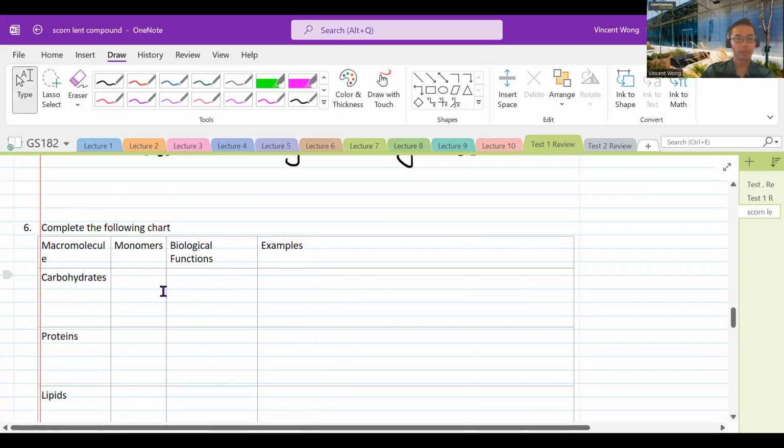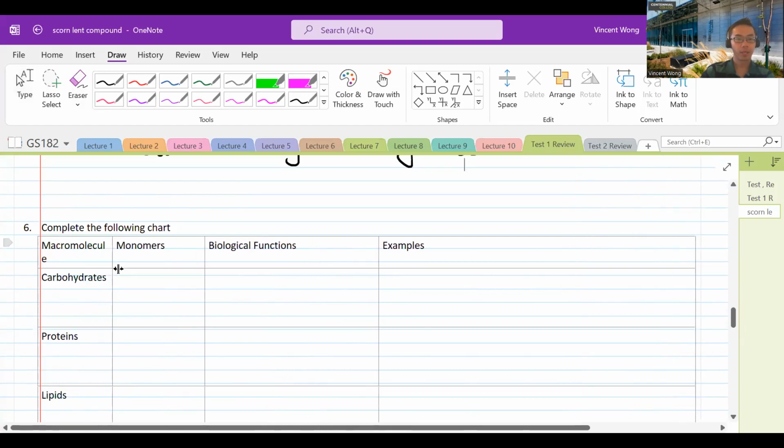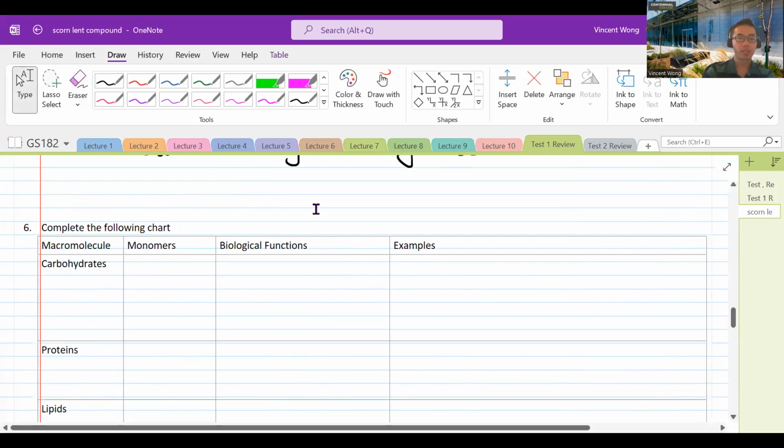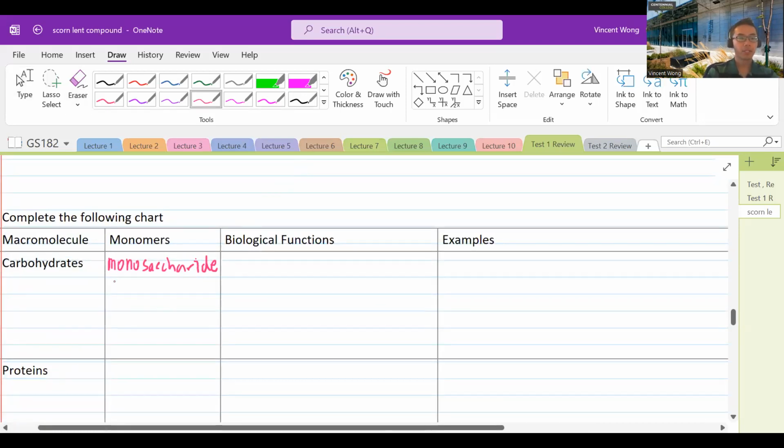Moving on over here. Let's make this a little bit bigger. Carbohydrates. What are the monomers of carbohydrates? Well, I just talked about it, right? The monomers are monosaccharides, the single sugars. Examples of monosaccharides include glucose, fructose, and galactose.